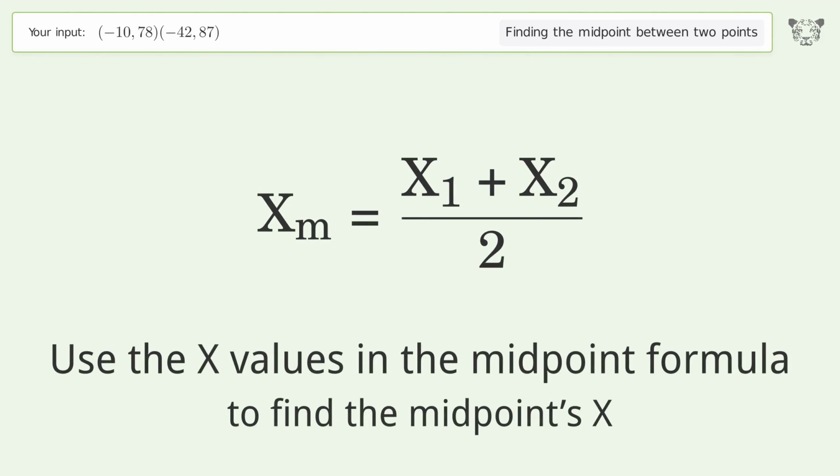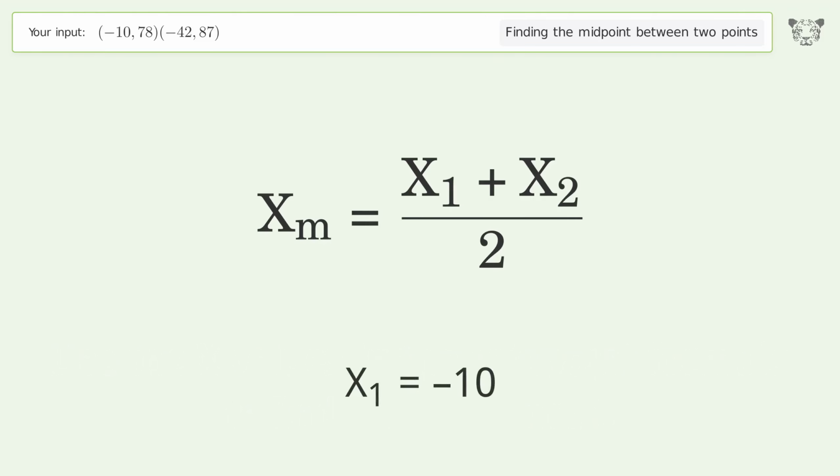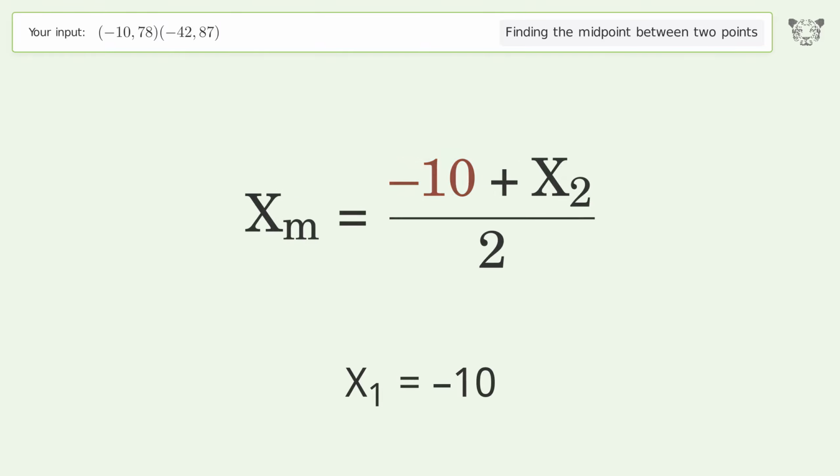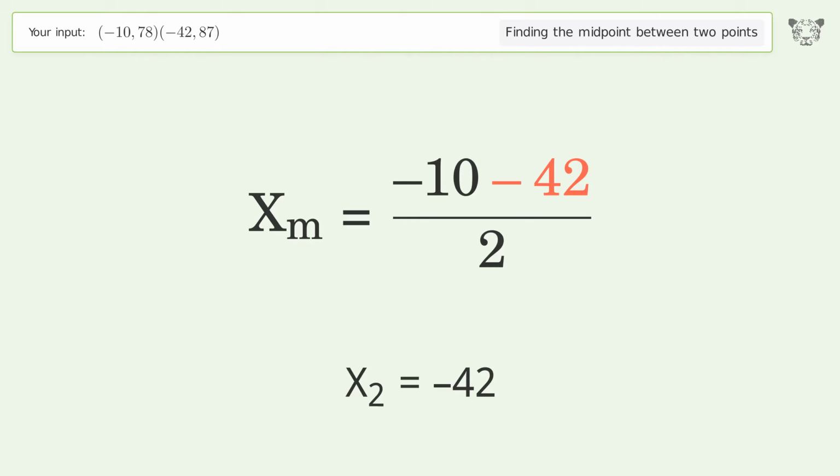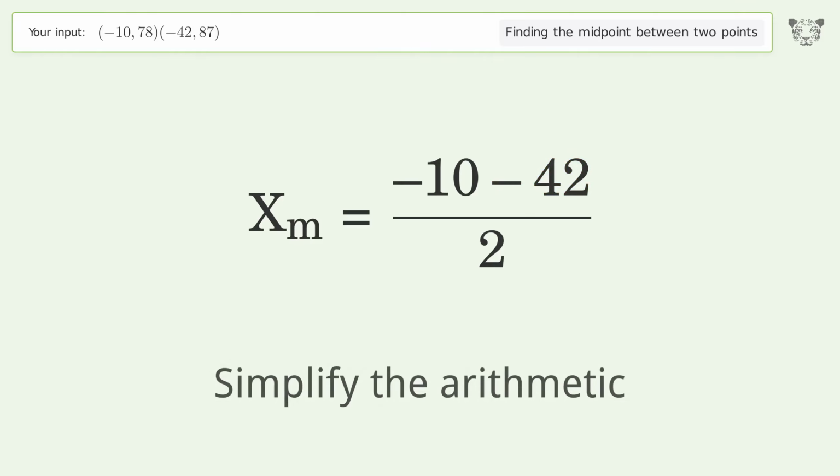Use the x values in the midpoint formula to find the midpoint's x. x1 equals negative 10. x2 equals negative 42. Simplify the arithmetic.